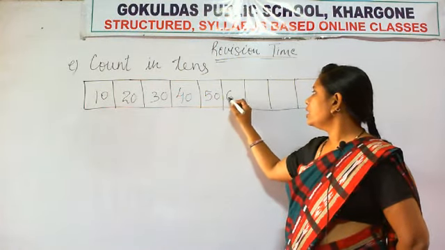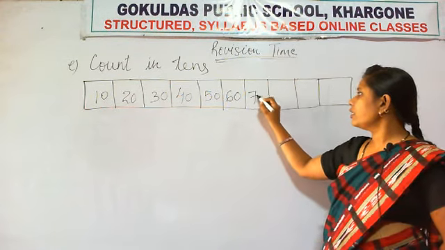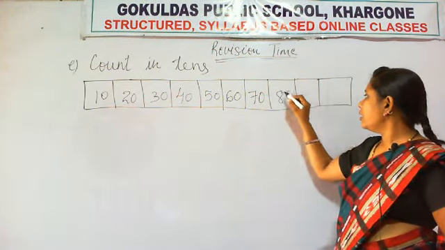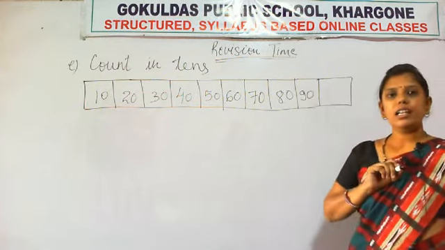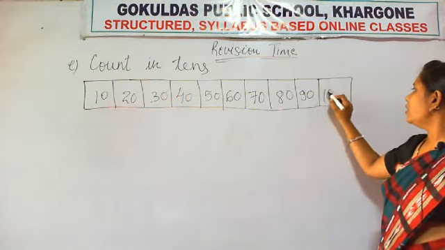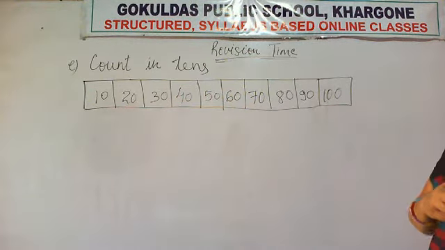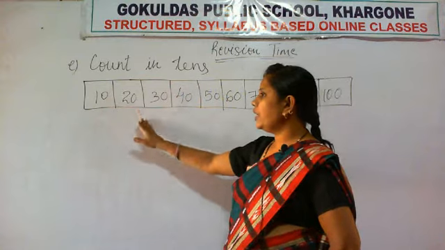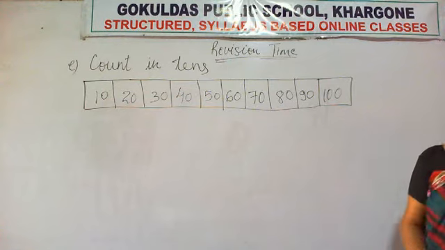After 50, 60. Then after 60, 70. After 70 will be 80. After 80 will be 90. And after 90 will be 100. In this way we can fill the boxes by counting numbers in tens. What we have done? We have counted the numbers in tens: 10, 20, 30, 40, 50, 60, 70, 80, 90 and 100.